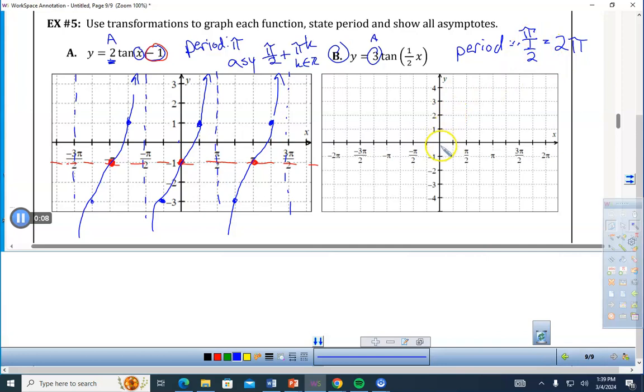All right, so now I think about it, I'm not shifting my 0. So 0, 0 is going to be a point. My asymptotes are going to be at pi and negative pi, because it needs to be 2 pi total with 1 pi on each side. Now for my next 0, I go 2 pi. Every 2 pi is a 0.